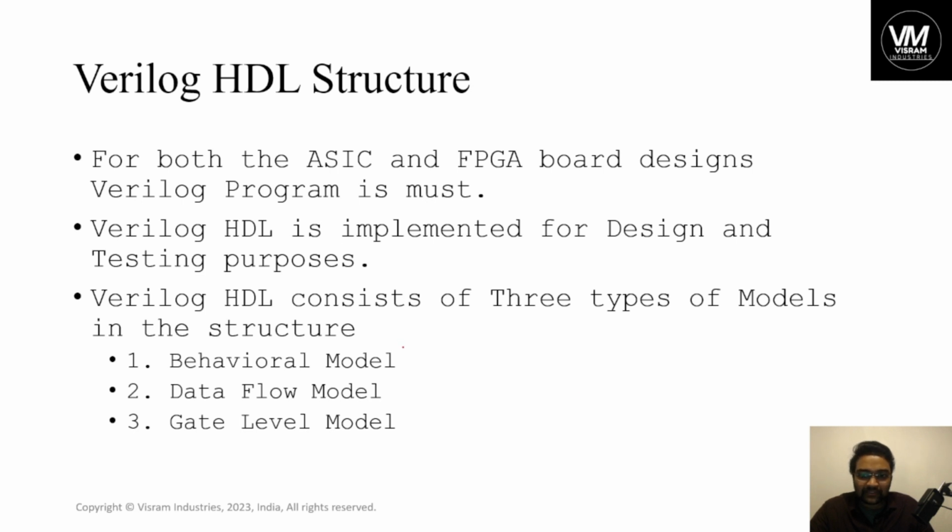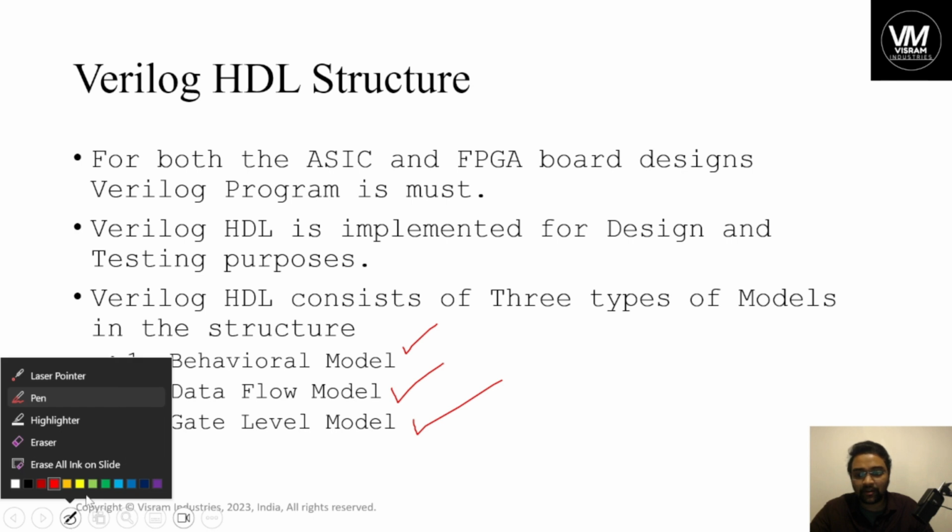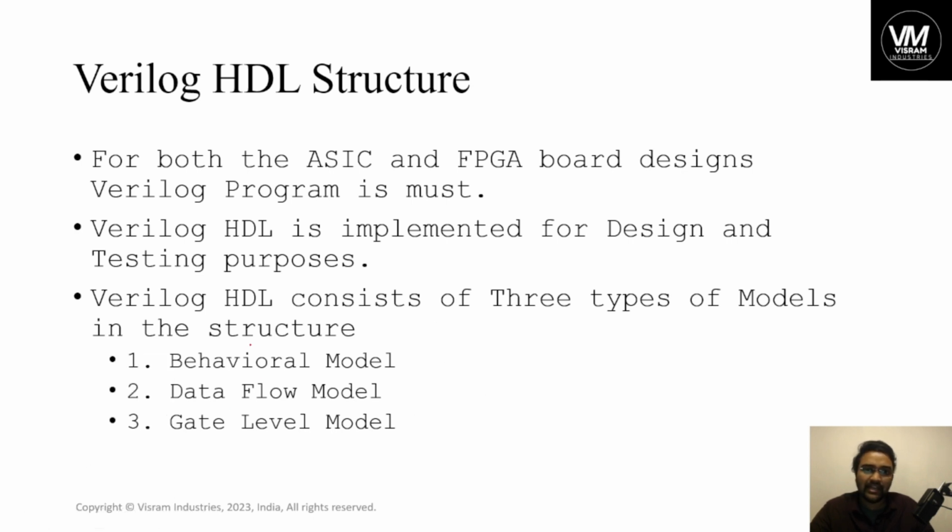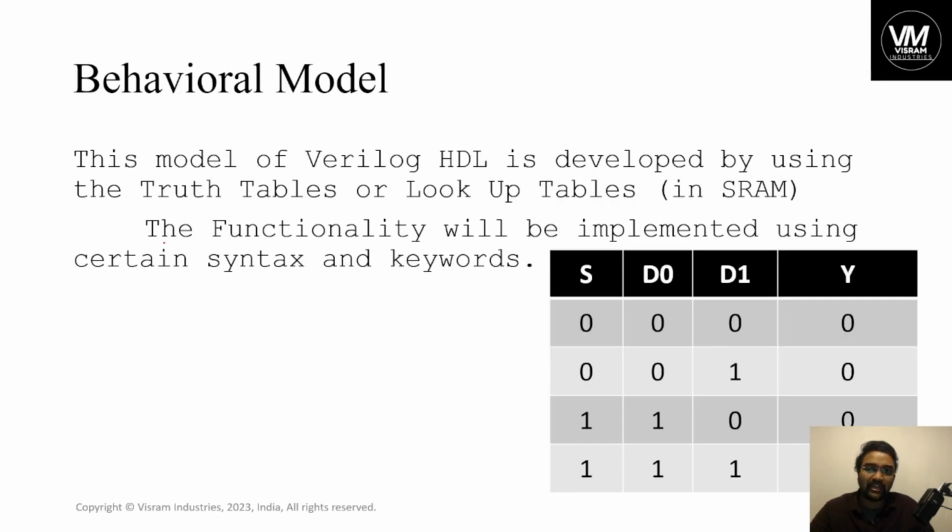Now let us go to the checking of the behavioral model, data flow model, and gate level model. What are these? Why do we need these three models for Verilog HDL? Let us go to the first, the behavioral model. Behavioral model is nothing but how the logic that you want the FPGA to work with should work in a behavioral environment. What is the behavior out of it? So for the behavioral environment, take a thumb rule.